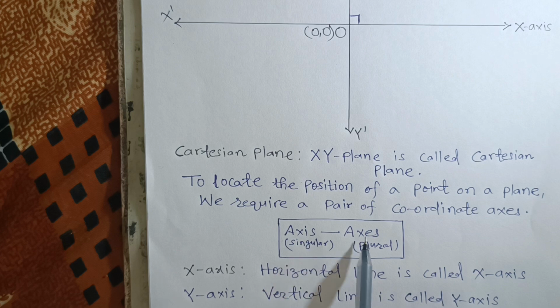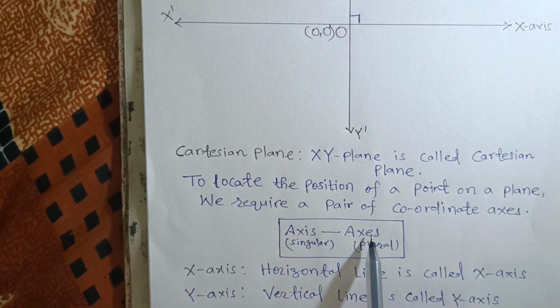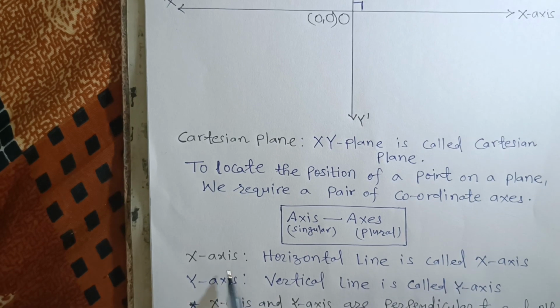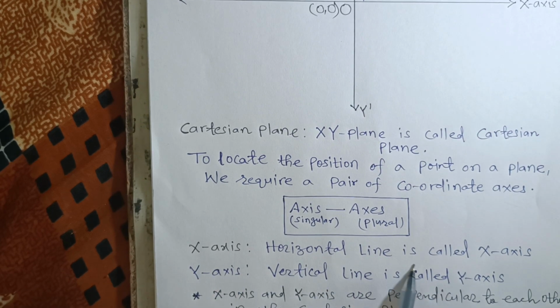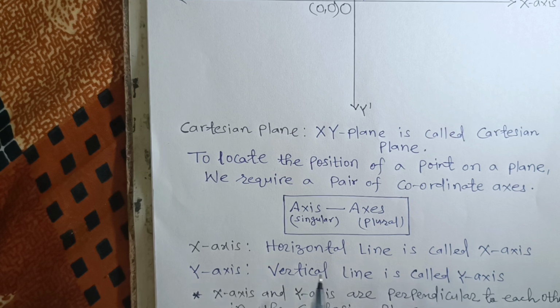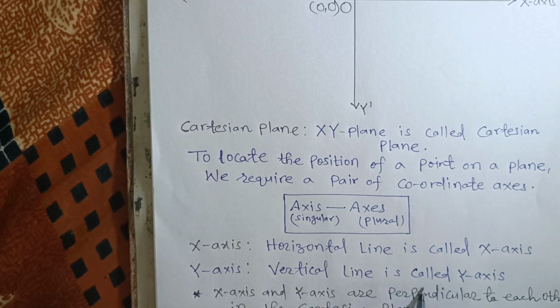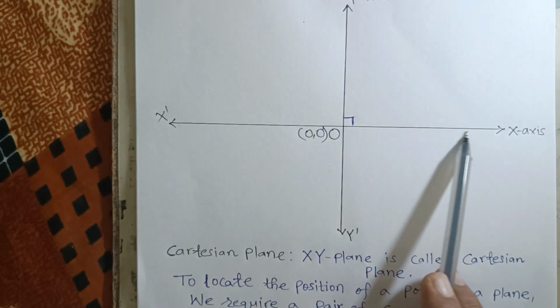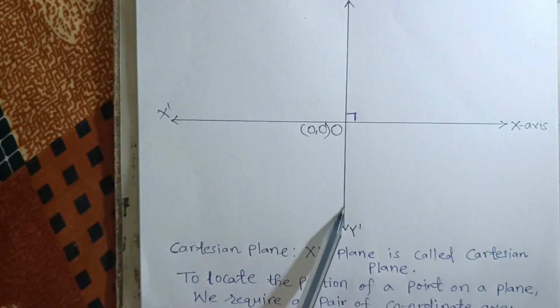Axis is singular, axes is plural. Axis means x axis or y axis, and axes means x axis and y axis both. What is x axis? Horizontal line is called x axis. Y axis, vertical line is called y axis. This is x axis, the horizontal line, and this is y axis, the vertical line.